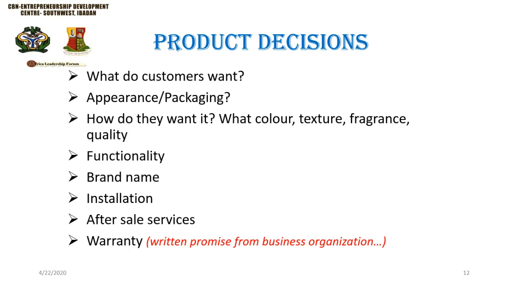If you go to buy something like a pressing iron or a television set, there's a warranty they will give you, and the warranty could last about 6 months, 1 year. It depends on the quality of the product you are buying, and of course the maker of that product. So all of these items are what you consider when you are taking your product decisions.